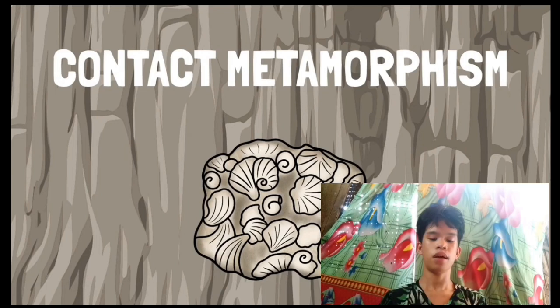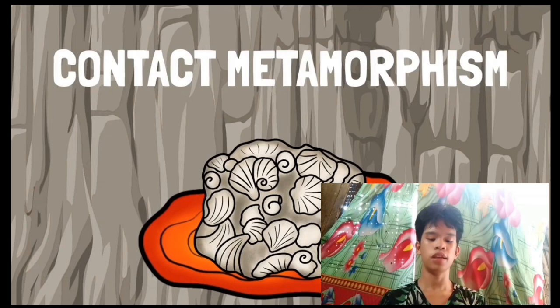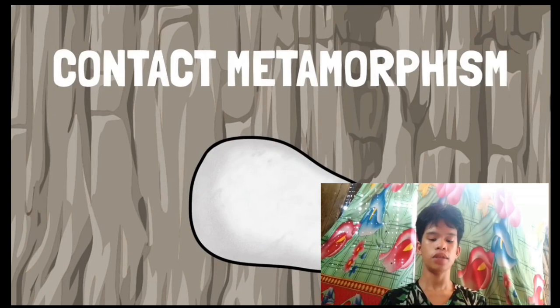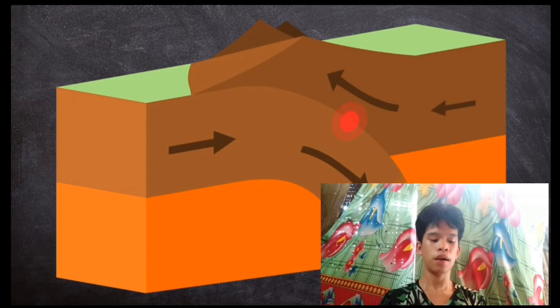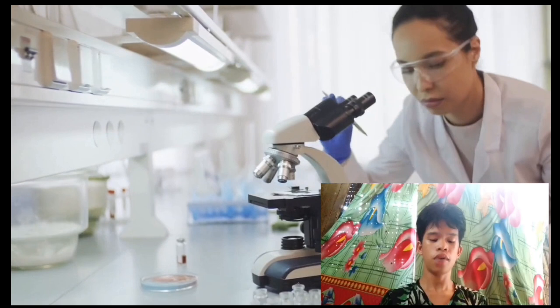The second way metamorphic rock forms is called contact metamorphism. This happens when magma is forced through other rocks. The magma heats up the rock and increases the pressure, but isn't enough to melt them completely. Contact metamorphism often happens when tectonic plates come together and push against each other.